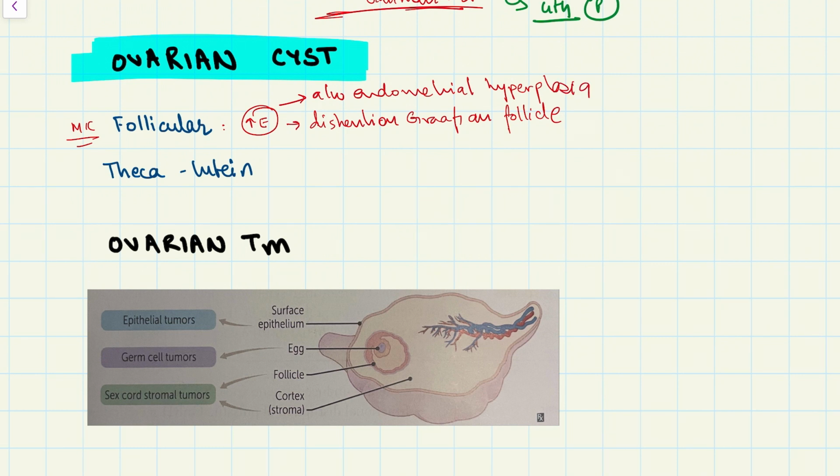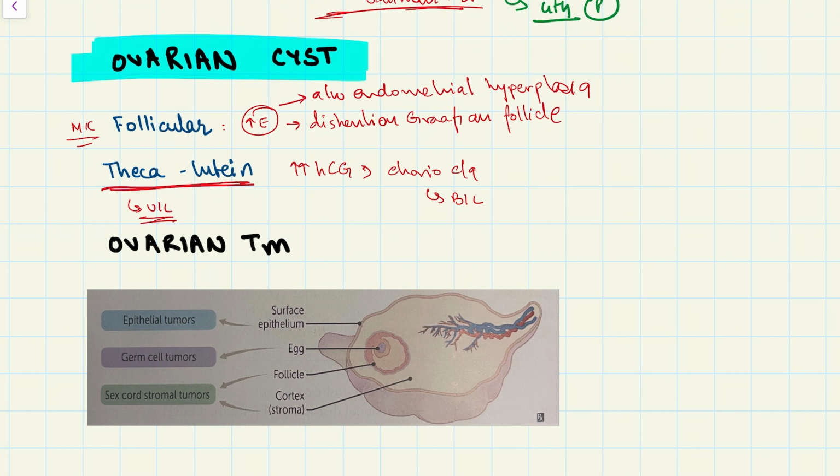Next is a theca lutein cyst. It is associated with conditions where there is increased HCG, like we studied in choriocarcinoma, where there are bilateral theca lutein cysts. In early pregnancy as well, theca lutein cysts can be seen. In early pregnancy also, a unilateral theca lutein cyst can be seen.